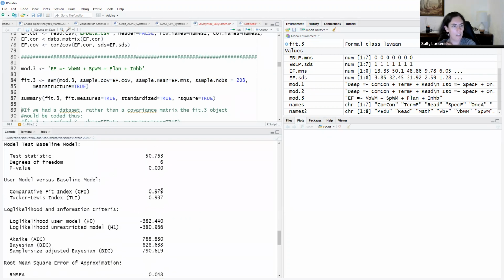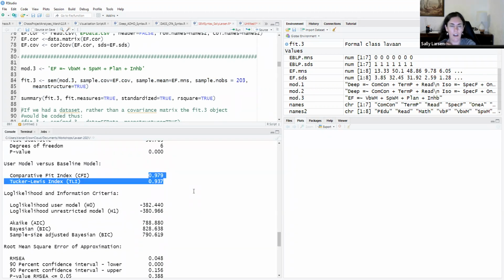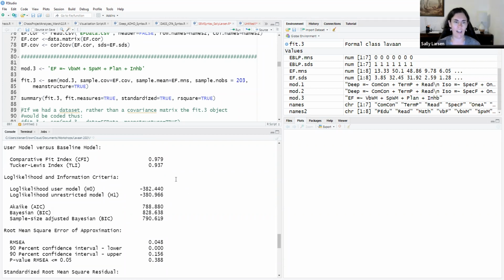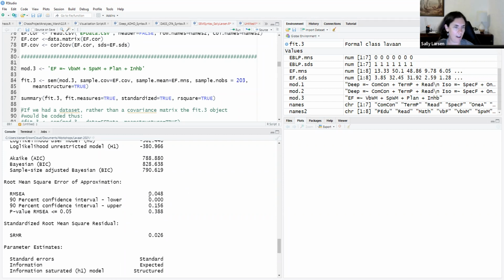Then we can have a look at the other ones. The CFI and the TLI are also fine. This one's above 0.95, this one's a little below. But what I think the best practice recommendation is, is that you collect lots of information about model fit. So you don't decline a model because one of your model fit statistics falls below the cutoff that someone wrote about in 1985.